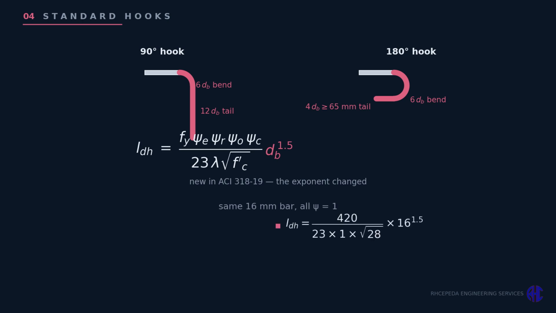And here the 2019 code changed the rules. The hook development length now grows with the bar diameter raised to the power 1.5, LDH equals Fy times the hook factors, over 23 lambda root F prime C, times dB to the 1.5.